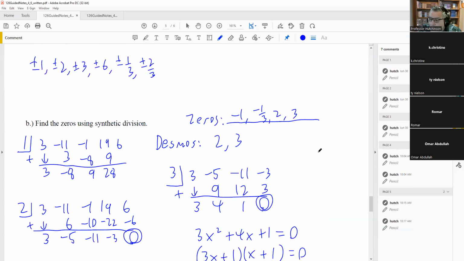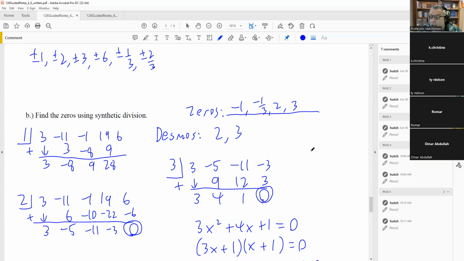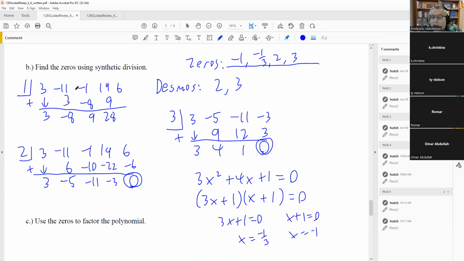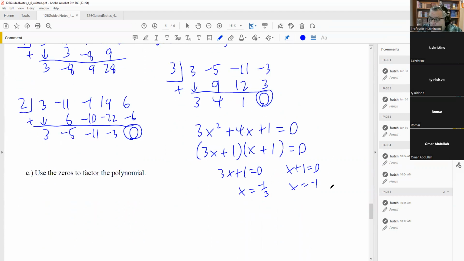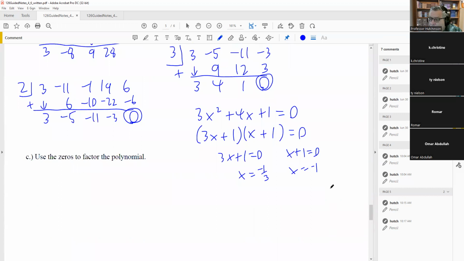Something else I'm going to point out as well: if you look at the numbers that you got here, every one of these numbers actually comes from the original list that we found by using the list of rational zeros. Negative 1 is on there. We have the 1/3 is there, the 2 and the 3. So all those come from the list. So the list of rational zeros gives you all the possible potential zeros, but in order to find out what they are exactly, then we have to use synthetic division or use a graph, something like that, to tell us what they actually are.